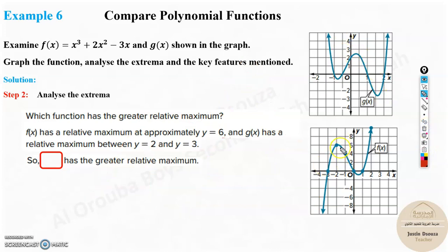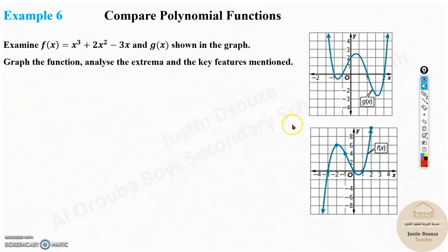So compare these both. The answer over here is 6. The answer over here is somewhat 2.5, it's about 5 by 2. So this over here is 5 by 2 and this is 6. Obviously 2.5 is less than 6. So the greater relative maxima is over here at f of x. So the function f of x has greater relative maxima. And you can even see the graph and tell the function f of x has relative maximum approximately at y equals 6, and g of x has, as they have told, between 2 and 3. It's not exactly 2.5, but between that.